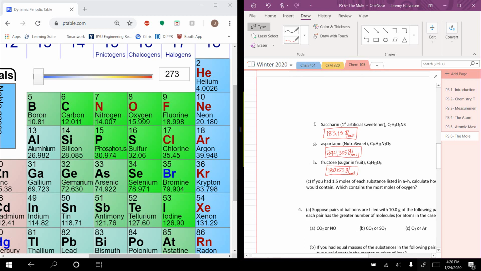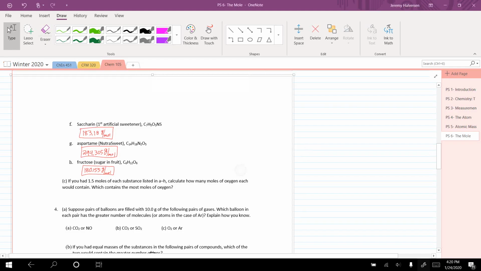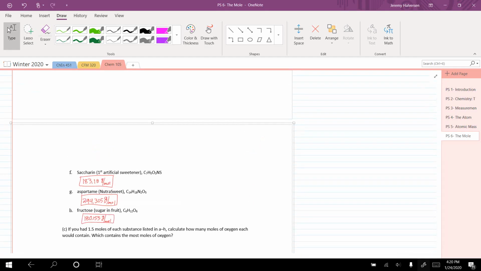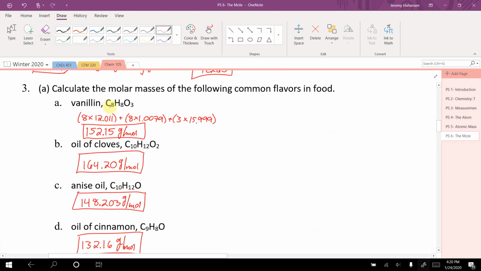All right, and now this next question asks, if you had 1.5 moles of each substance, calculate how many moles of oxygen each would contain, and which would contain the most moles of oxygen. Okay, how to do this? Well, if we look at this vanillin, one molecule of vanillin has 3 atoms of oxygen. So 1 dozen vanillins has 3 dozen oxygens. So 1 mole of vanillin has 3 moles of oxygen.